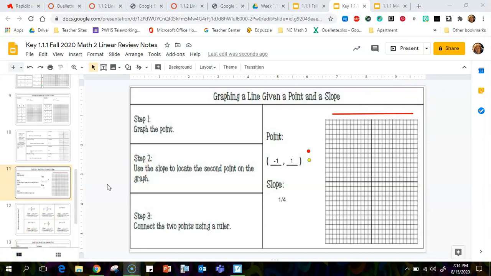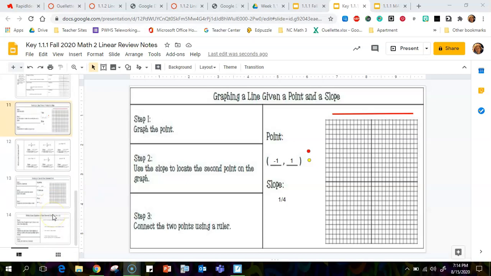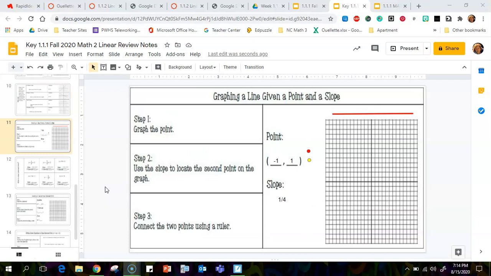Okay, so we're going to do this slide, and then we are going to save the last 3 for class tomorrow. At the beginning of class tomorrow during the live lesson, I'm going to go over the rest of them with you. So just get slide 11 done. Let me get back to it.